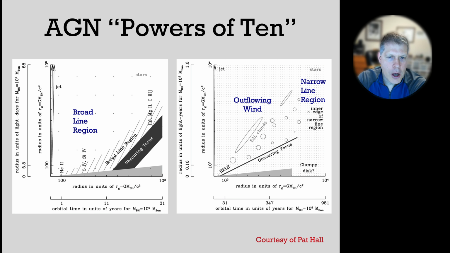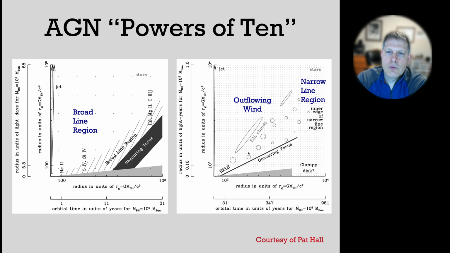Now, instead of just going to 1,000 gravitational radii, we're going to go out to 10,000 gravitational radii. Now the orbital time goes out to hundreds of years, and now you're talking about a physical size scale going out to like 1.6 light years or so. And so here is that little broad line region we talked about earlier. This is this obscuring torus, which can, at least in some cases, extend out to very large sizes. So the torus spans a significantly large range of radii.